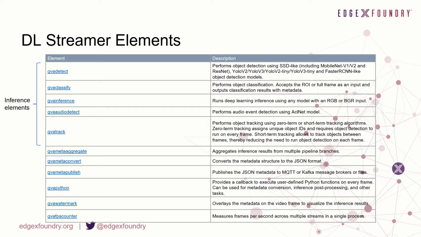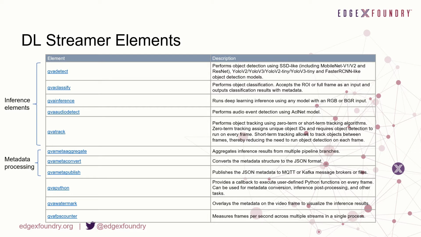The next one is GVA inference, to run deep learning inference using any model with an RGB or BGR input. The next is GVA audio detect. You can use this command if you want to perform audio event detection, for speech recognition, for example. And the last one is GVA track. With this command, you can perform object tracking using zero-term or short-term tracking algorithms.